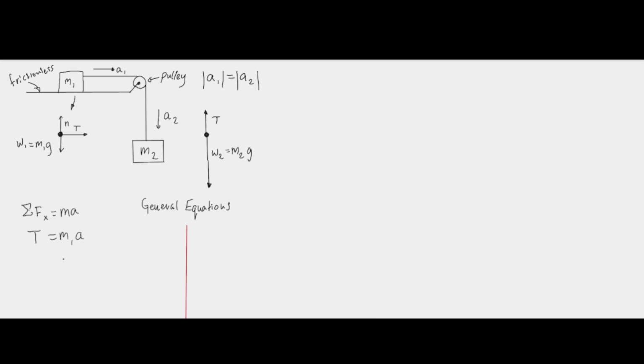So this is now a specific equation for the x direction. This is a specific equation that is unique to this problem. So I'll give that a red box here. The tension equals m1 times the acceleration.